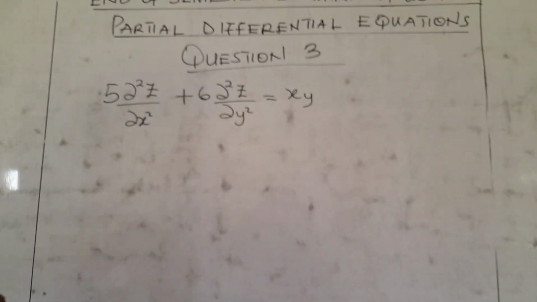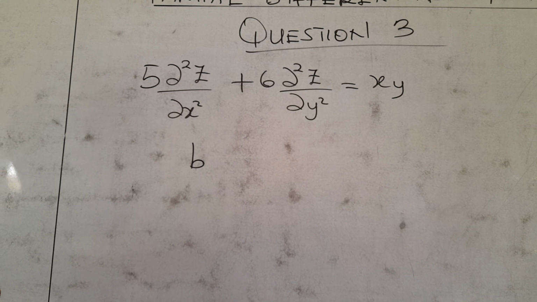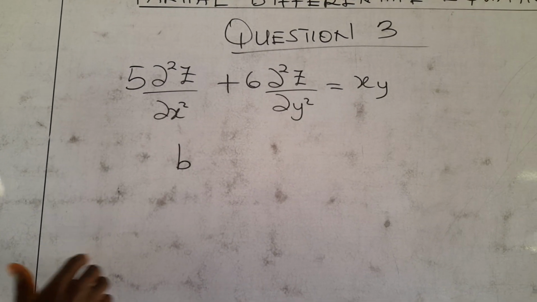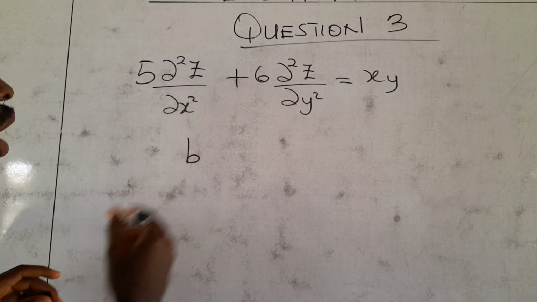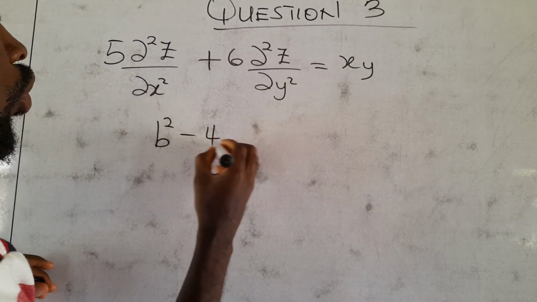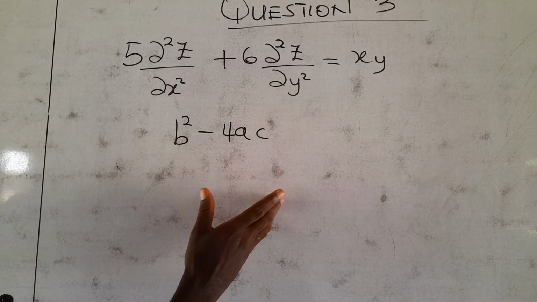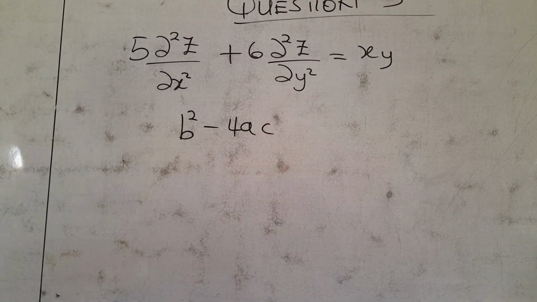So in that video, we said that to classify a partial differential equation as being parabolic, elliptic, or hyperbolic, we use the discriminant, that's b squared minus 4ac. What is this b and what is 4ac? What is our ac?